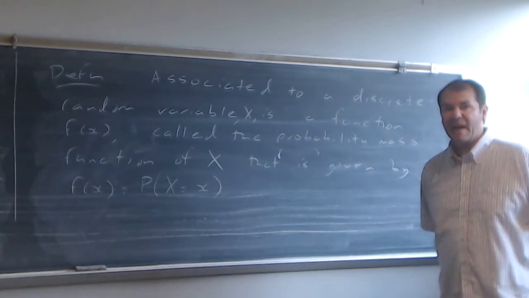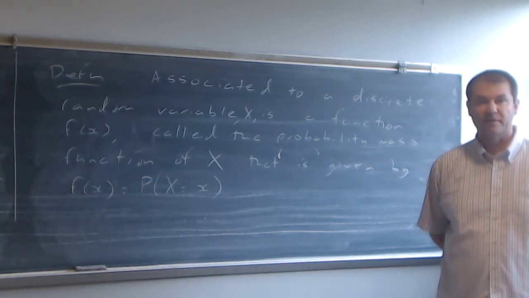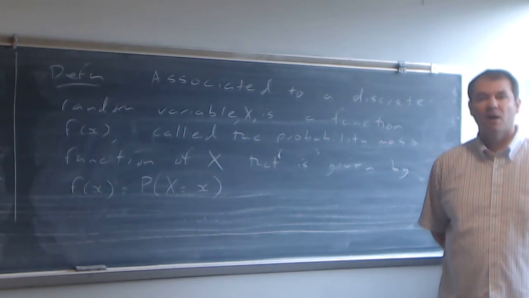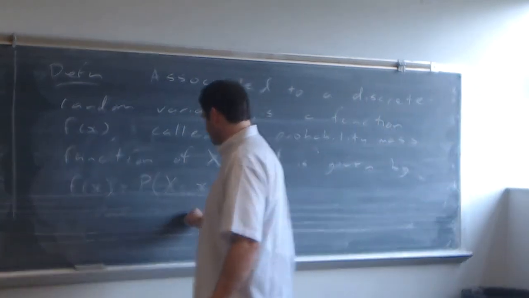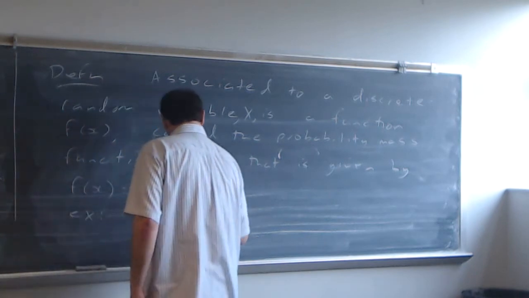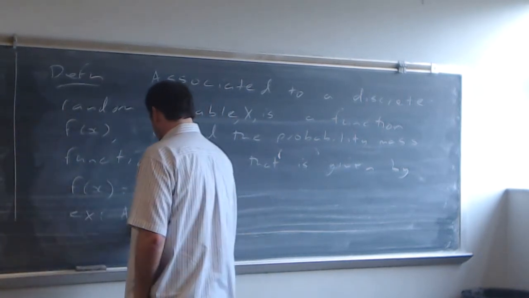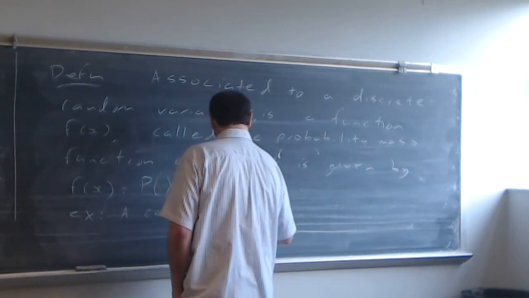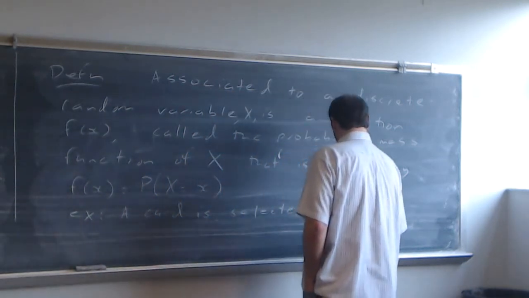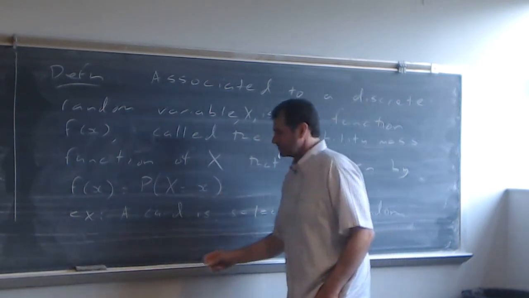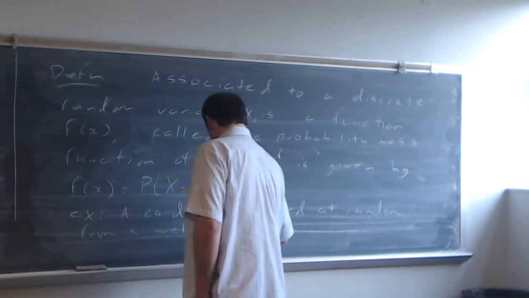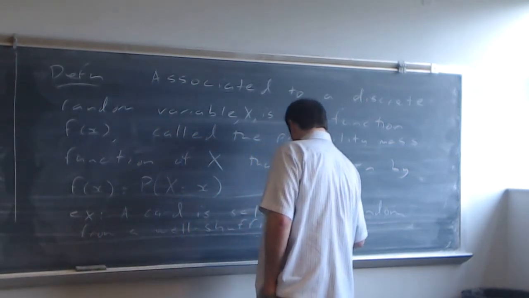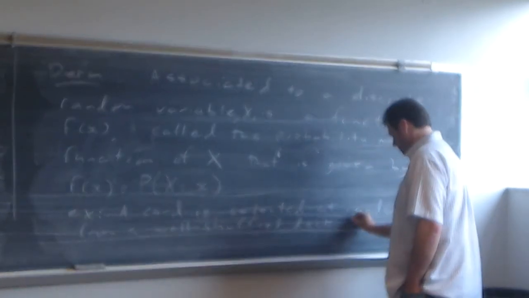So the probability mass function is a function associated to a discrete random variable that gives you the chance, so f of little x is equal to the chance that the random variable was equal to that output value little x. As an example, let us go back to the previous example with the card selection. So a card is selected at random from a deck, so everything's equally likely to occur.